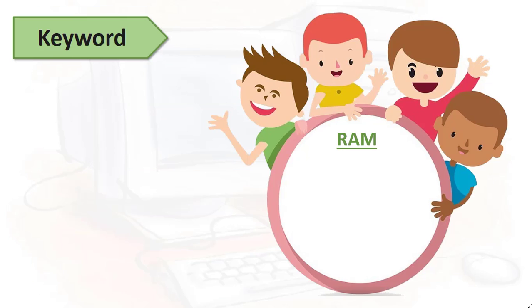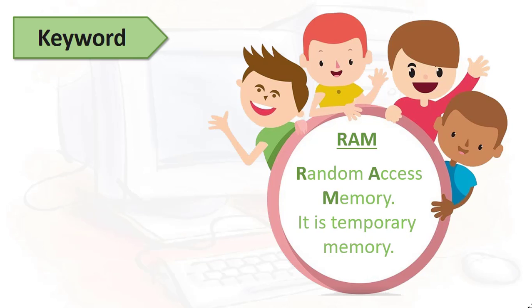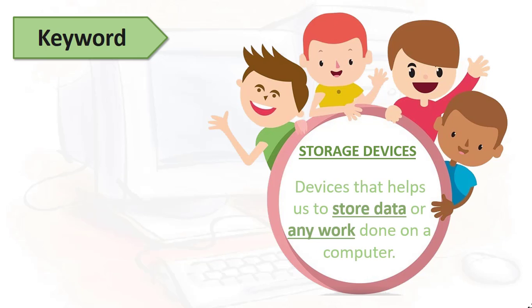Let's take a look at some keywords. The first one is RAM. RAM stands for random access memory, which is a temporary memory, or we can say it is temporary in nature. The second one is ROM. It stands for read-only memory, which is a permanent memory. Storage devices: devices that help us to store data or any work that is done on a computer.